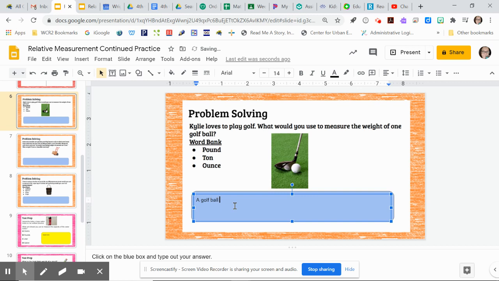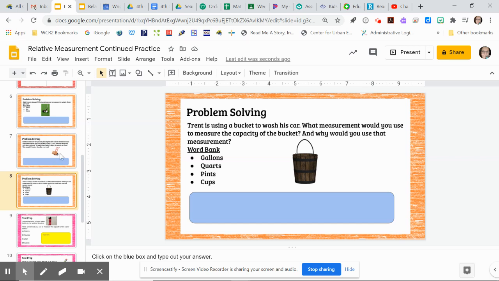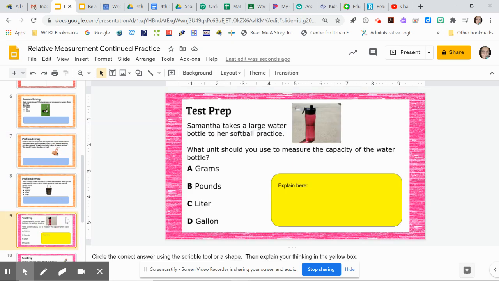A golf ball would be measured in ounces for its weight. So please don't just put the word, make sure that you are putting the full sentence there. So I'm going to take that off just so it's not there. The word bank gives you your options. It's the same thing for all of them, so make sure that you are using those.